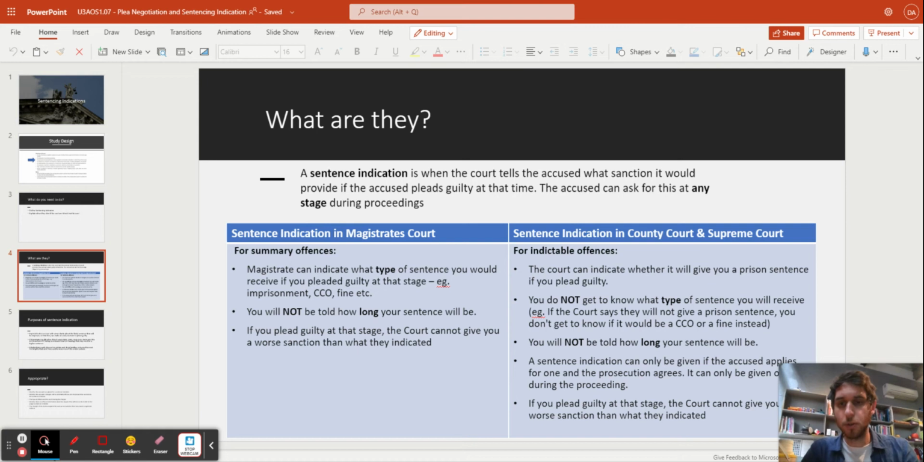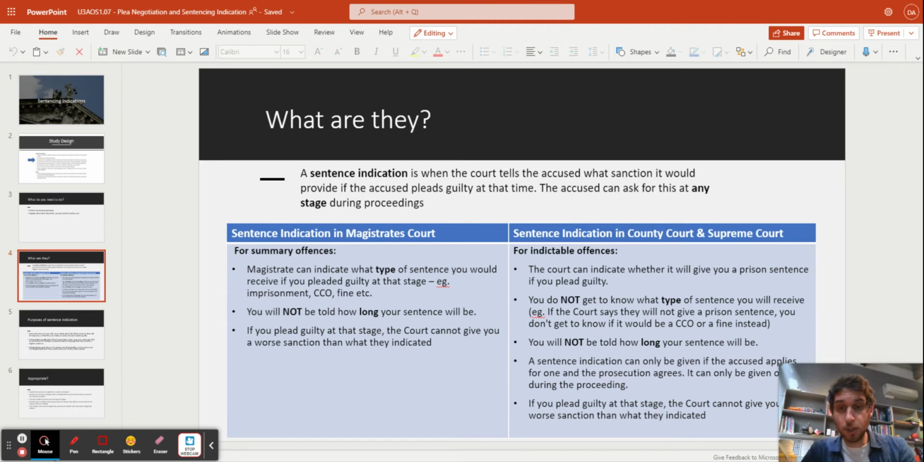So in the magistrate's court, when you ask for a sentence indication, what the magistrate can tell you is a little bit broader. They can tell you a bit more information than you'd get in the higher courts. What they can tell you is the type of sentence you're going to get if you pleaded guilty right now. So they could tell you, if you plead guilty, I'll give you a fine, or I'll send you to a community corrections order, or if you plead guilty, you will in fact go to jail. So they can tell you the type of sanction you're going to get.